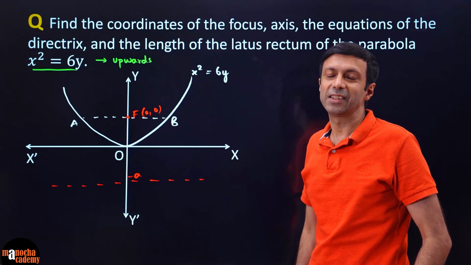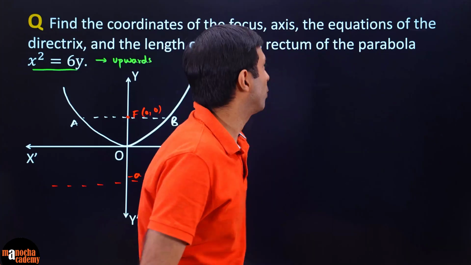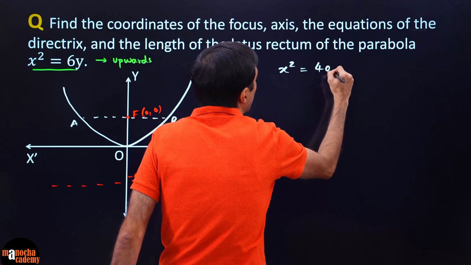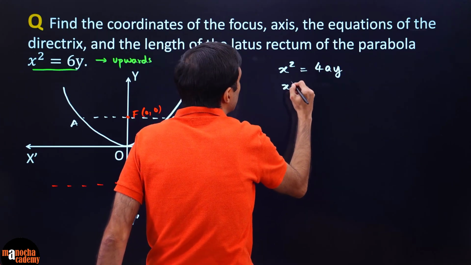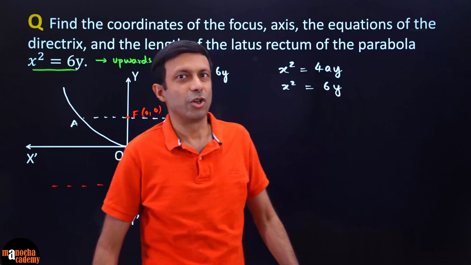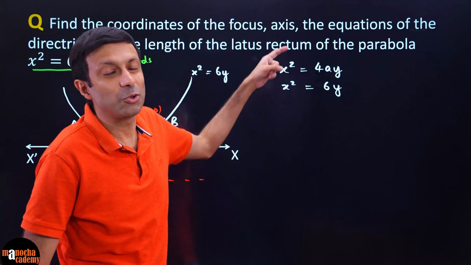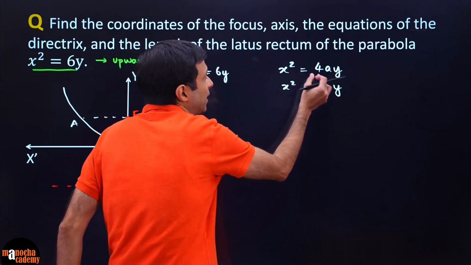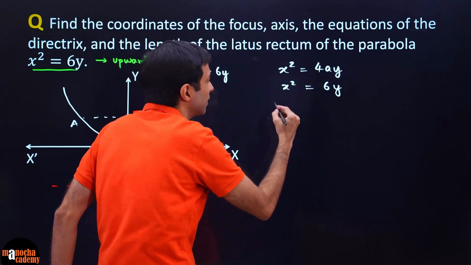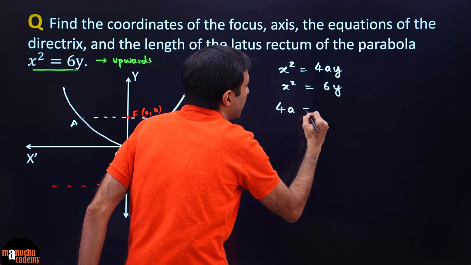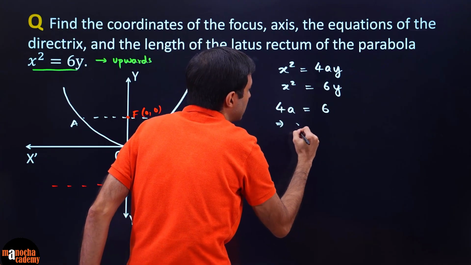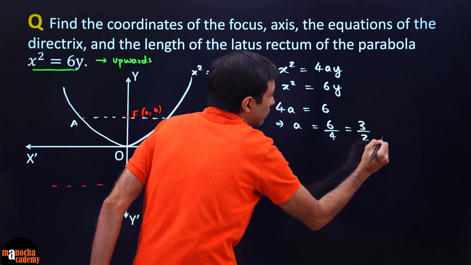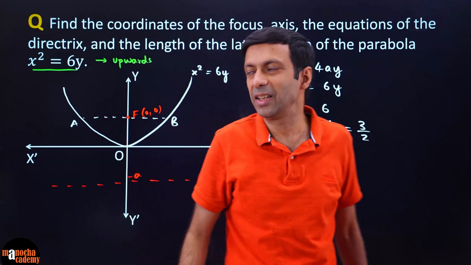So how do we solve this, guys? Again, let's compare it with the standard equation. What is our standard equation? x square equal to 4ay. And you need to compare that with x square equal to 6y. So if you compare the equation of the parabola to the standard equation, what do you get as the value of a? Simple. We can compare this and say 4a is equal to 6. So let's write that. 4a equals 6, or I can say a equals 6 by 4, which is basically 3 by 2. So once we've got this, it should be easy to get the other answers.